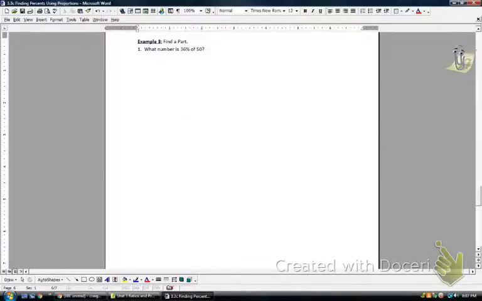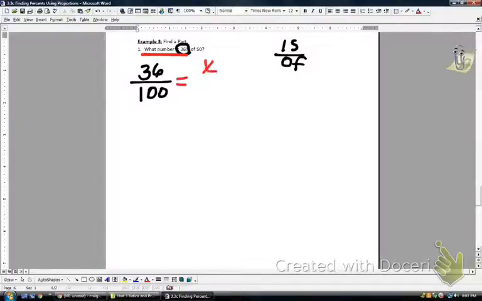Alright, so example 3 says, what number is 36% of 50? So I have is over of, but I'm going to start with 36%. So 36% is 36 over 100. Then my number closest to is, what number? I don't know it, so it's a variable. And then 50 is closest to of, so is over of. 50 goes on the bottom.